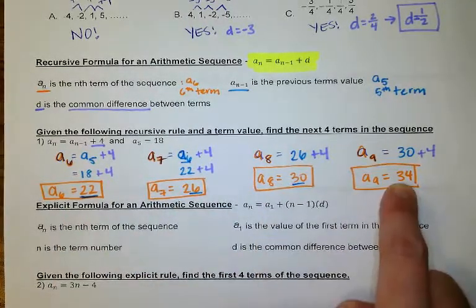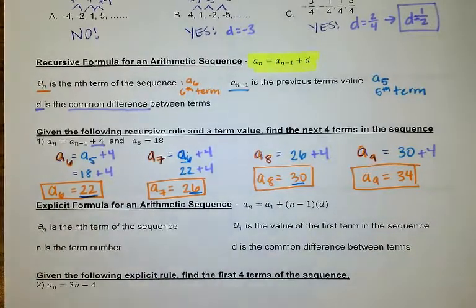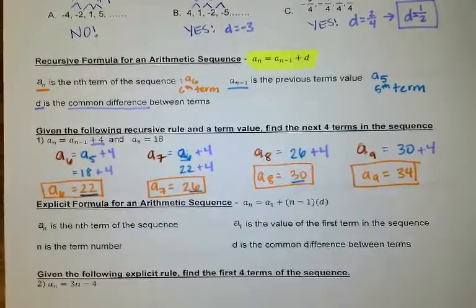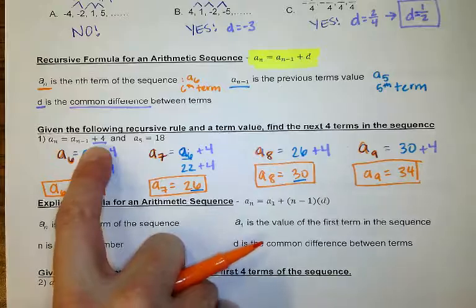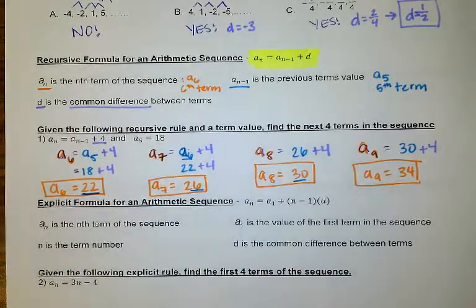Y'all feel good? Now, does that mean you need to write out all of these steps every time? No. If you can look at the rule and see that you add 4, guys, just add 4 every time. Y'all feel good about that? Now, here's the deal. Recursive rules are nice because recursive means that it depends on the number in front. So I have to know the value right in front of it if I want to know the next ones. So that's really great.